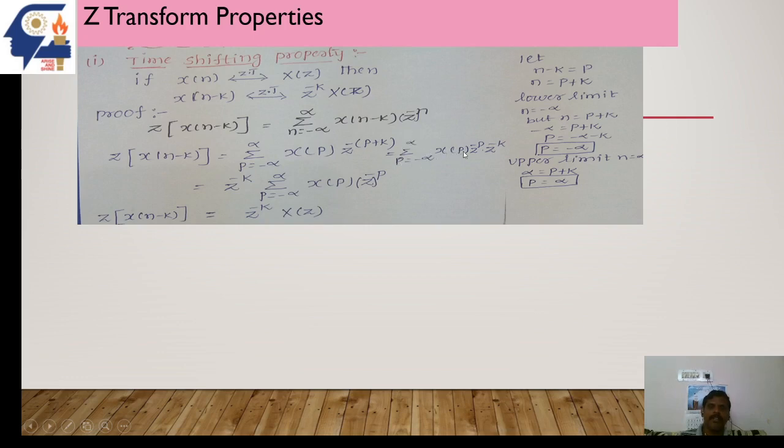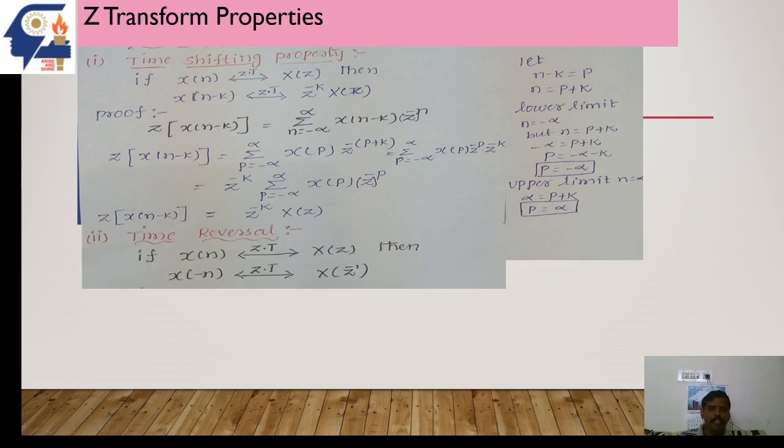It is a function of p. Z power minus p is also a function of p. Z power minus k is not a function of p, so you can take z power minus k outside. Z power minus k into summation p equal to minus infinity to plus infinity x of p z power minus p. This is nothing but z power minus k into this entire sum, which we can write as capital X of z. So the Z transform of x of n minus k is z power minus k X of z. It is called right side shifting.